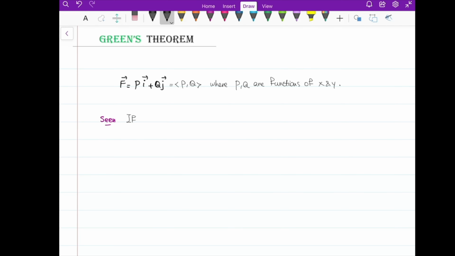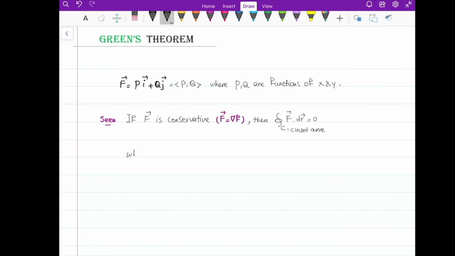Okay, we have seen that if the vector field F is conservative, which means that F is the gradient of some function f, then the integral of F dot dr over a closed curve C, that's the notation for the closed curve, so when C is a closed curve, this line integral is equal to 0.